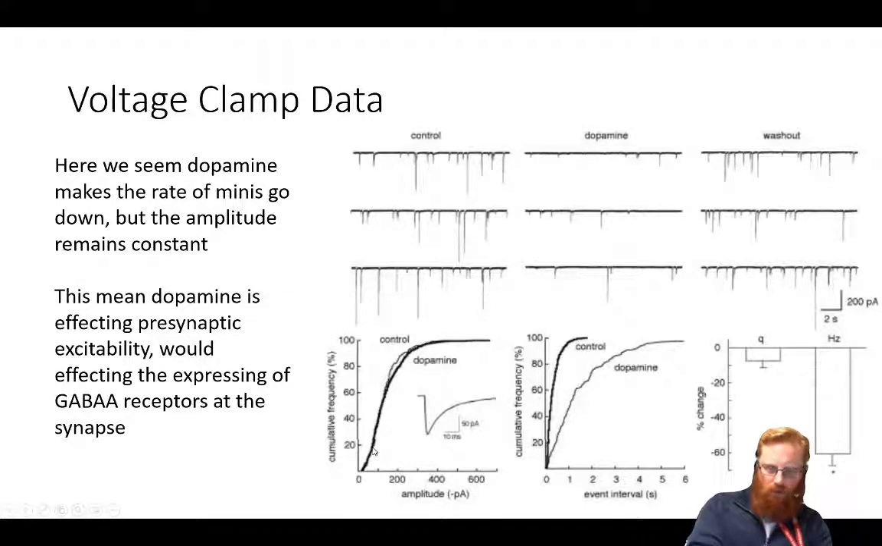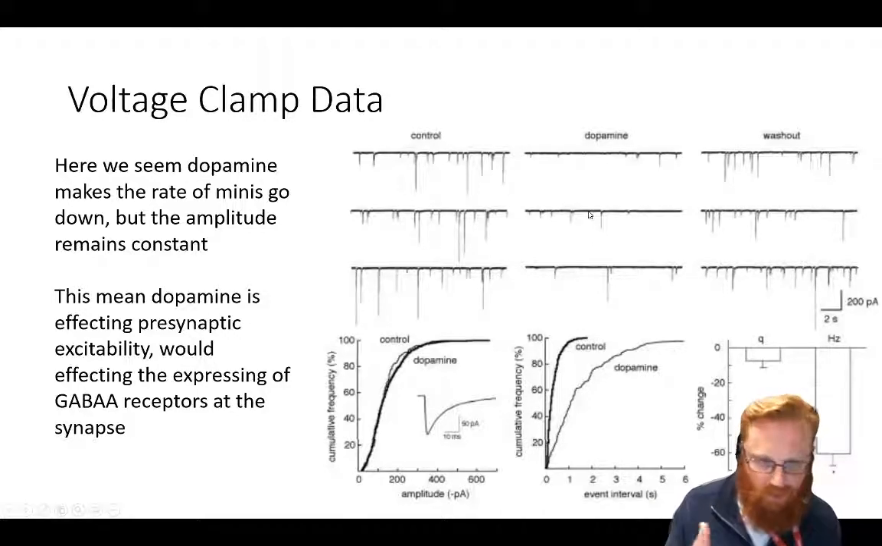And this is a little histogram showing how many of the minis had an amplitude of 200 millivolts or less, 400 millivolts or less, 600 millivolts or less. And you can see that control and dopamine are the same, i.e. the dopamine didn't make the minis bigger. But when you look at the inter-event interval, i.e. the time between each mini, then you get a distribution like this, and you can see that it's gotten much bigger in dopamine, so i.e. the frequency has dropped.